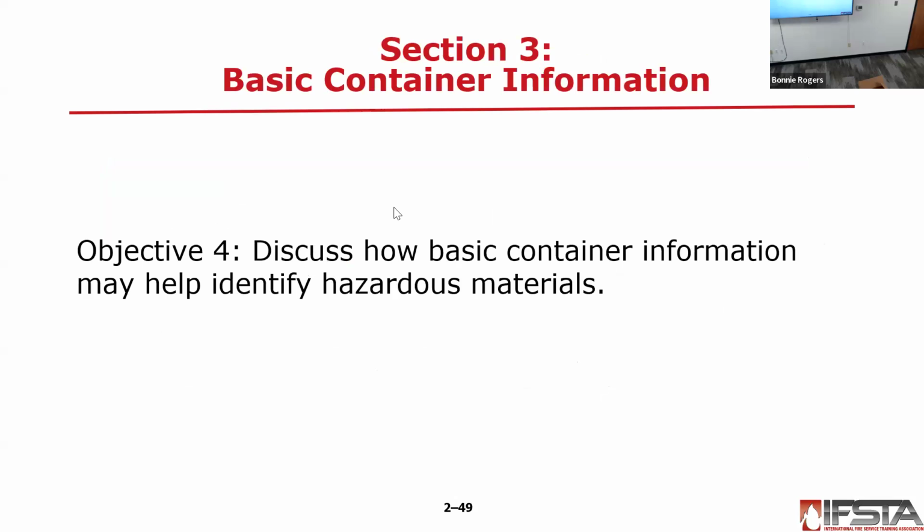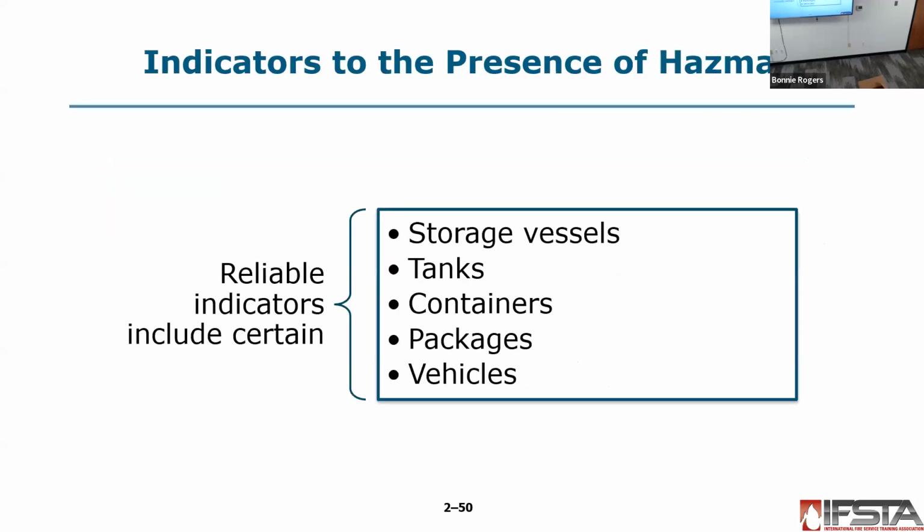All right, we're gonna talk about some basic container information that can help us identify hazards. We're gonna get in depth on containers in chapter 5, I believe, so everything and more you ever want to know about containers. All right, indicators of the presence of HazMat: storage vessels, tanks, containers, packages, vehicles.